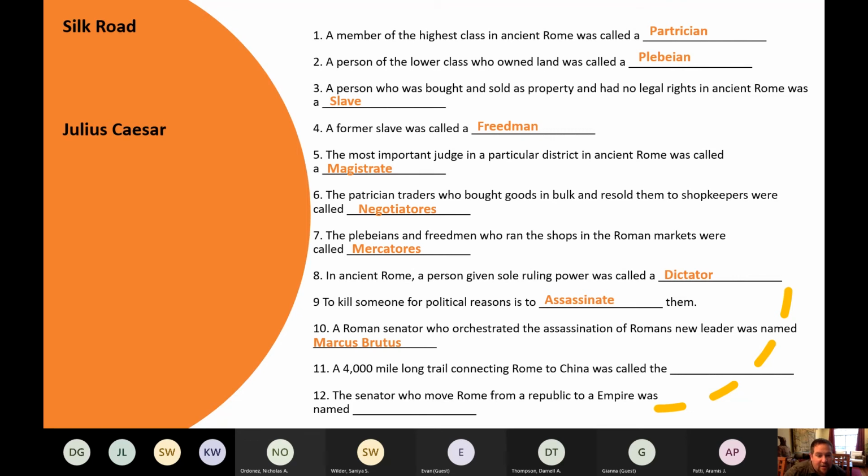All right. A 4,000-mile long trail connecting Rome to China was called the... Come on, what do you think? Silk Road. Good job. Perfect. And then obviously the last one then is the senator who moved Rome from a republic to an empire was named. Let's see. Who can we do here? Darnell, go ahead. Julius Caesar. Ooh, good job. There we go.